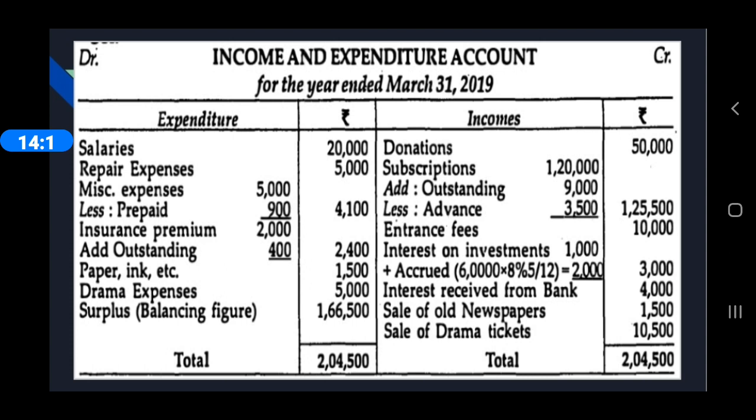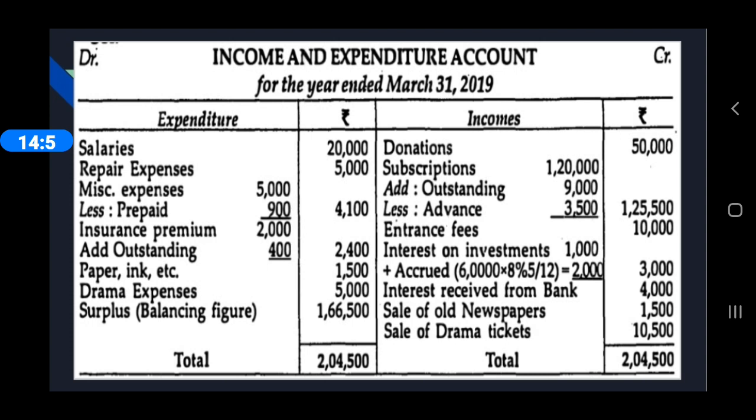Donation means without any specification. If it is given, it is a general donation, so we should take it to the income side. But if the same donation is given with some specific purpose, it should go to the liability side. So now I have taken the donation; when there is no specification, it is treated as income.